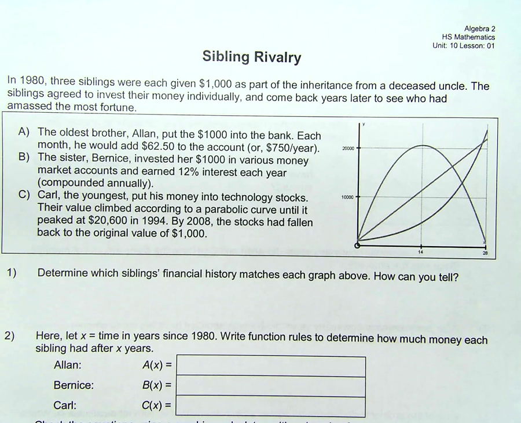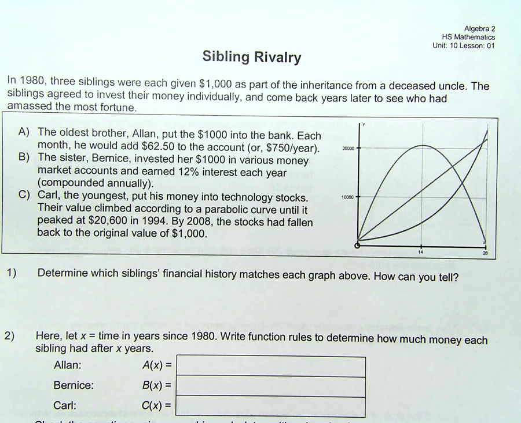The oldest brother, Alan, put $1,000 into the bank. Each month, he would add $62.50 to the account, or $750 per year. The sister, Bernice, invested her $1,000 in various money market accounts and earned 12% interest each year, which is compounded annually. Carl, the youngest, put his money into technology stocks.